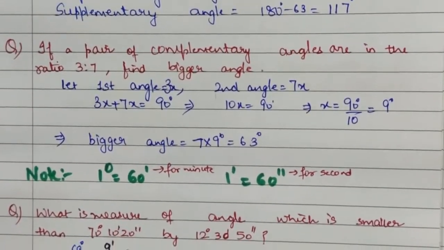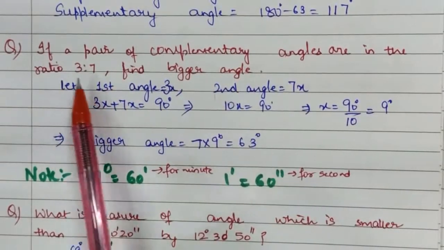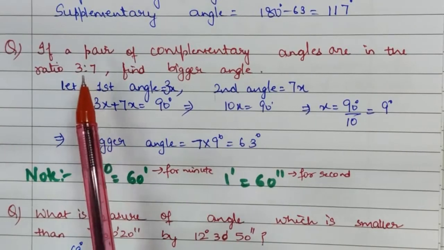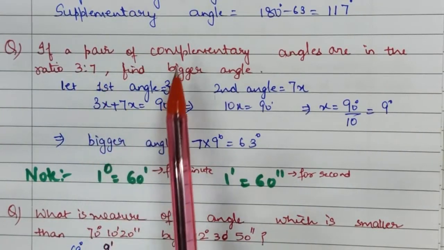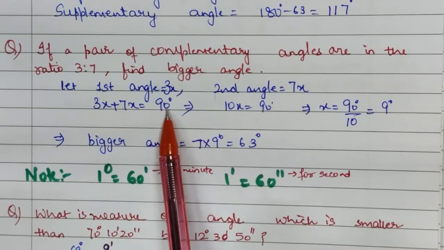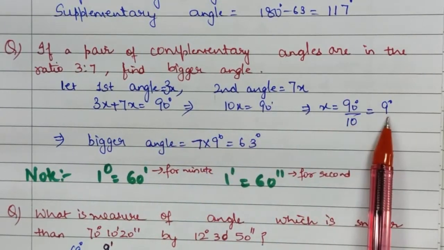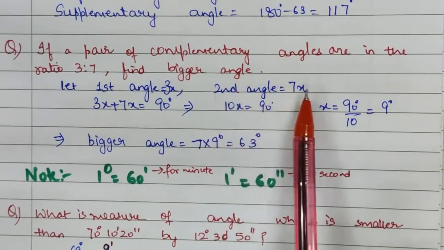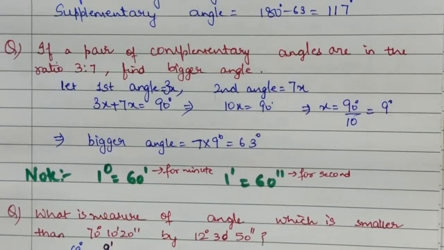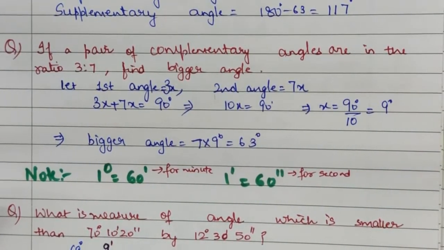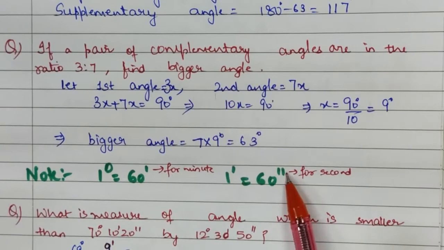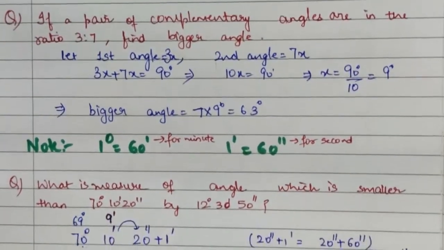Now, if a pair of complementary angles are in the ratio 3:7, find the bigger angle. First angle, let us take 3x, the other angle be 7x. If they are a pair of complementary angles, it means their sum will be 90 degree. So we get x is 9 degree. Now we have to find the bigger angle. Let us put the value of x over here. That is 7 into 9, 63 degree. Note that, children, 1 degree is equal to 60 minutes and 1 minute is equal to 60 seconds. We will use this in our questions.